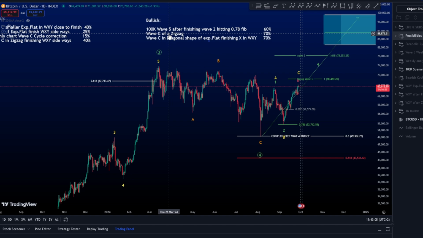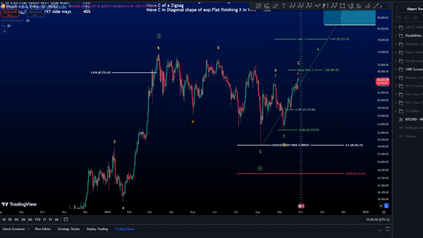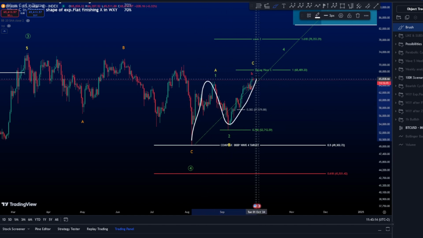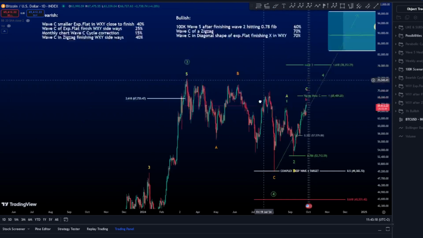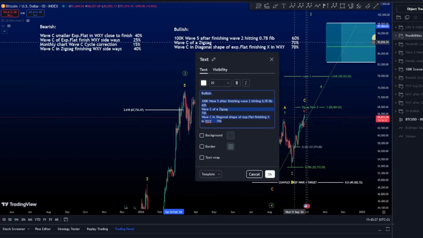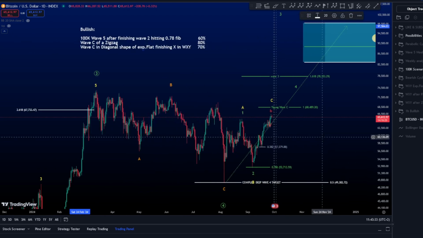In your wave C of a zigzag, which is very, very close to finishing, we already mentioned this, so no need to repeat it. Of course, we are still looking just for a 4-5 to finish it, so it has a very high possibility, 70%. Then your wave C is going to shape into a flat. It is also a very, very high possibility to continue towards the upside.